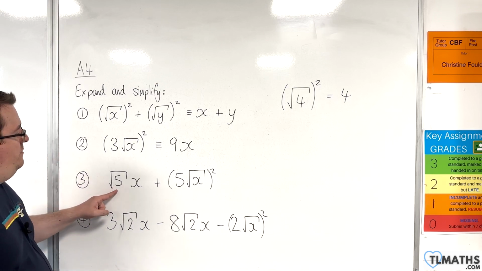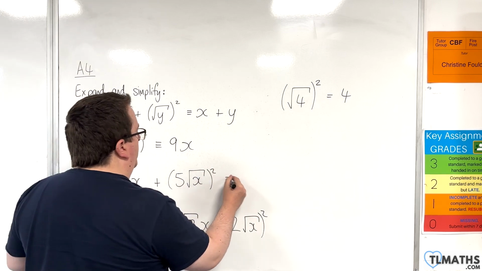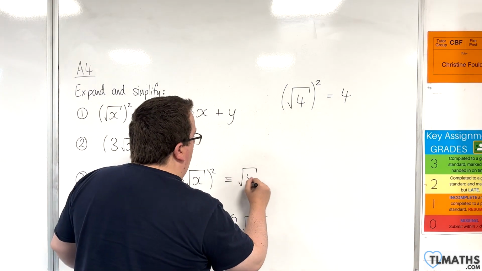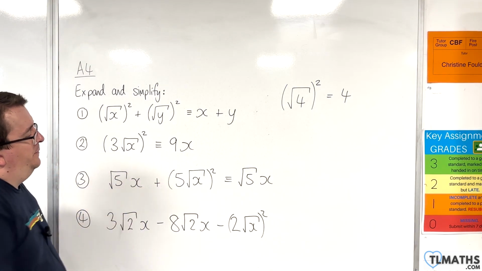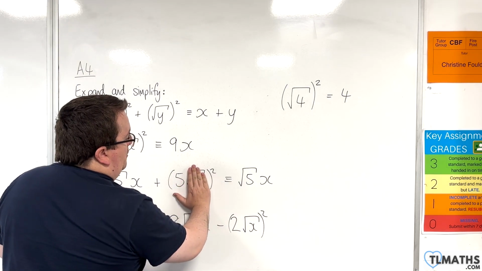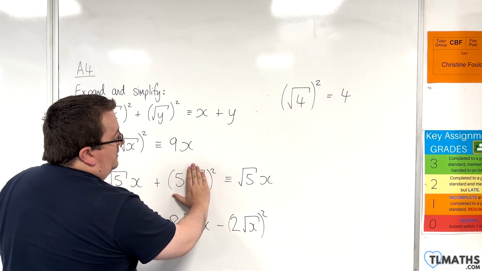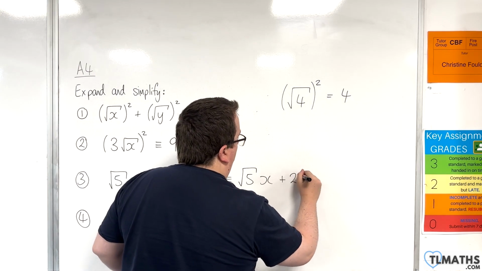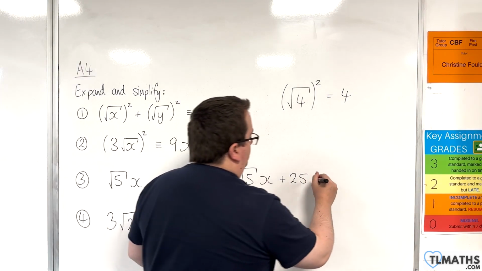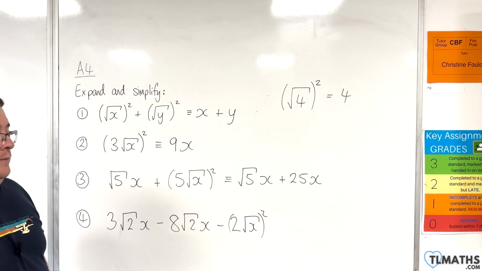With number 3 we have root 5x plus 5 root x all squared. Now let's leave that alone for the moment. Can't do anything with that. Let's look at this term. Now, just as it was in the previous term, focus on the 5 first. That squaring has got to affect both terms, or both factors I should say. 5 squared is 25. And then we have the square root of x squared, which is x. So we have root 5x plus 25x.